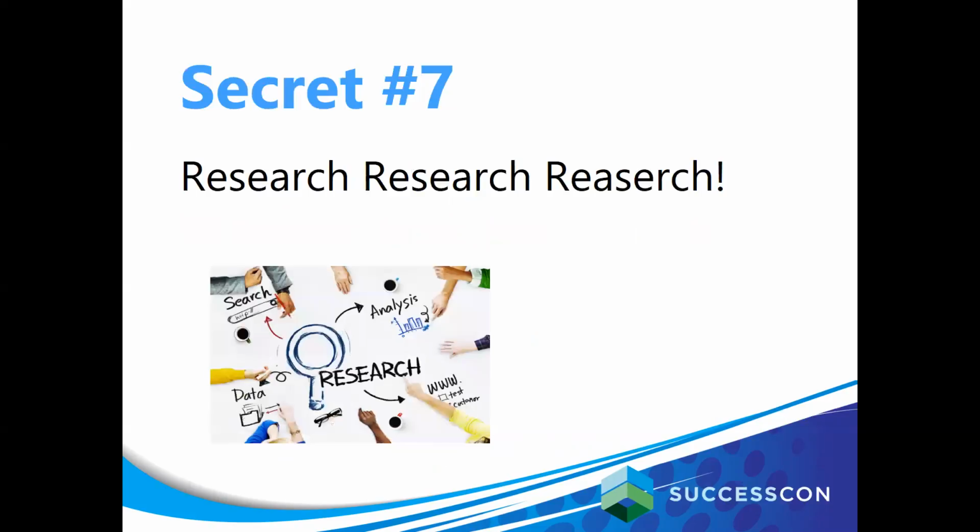Secret number 7, research, research, research. Pretty straightforward, pretty simple, but know what you're talking about. Double check your statistics. And really importantly, not only test and research the material that you're putting into your lead magnet, but it's important to research and test your lead magnet once it's created. Test it with friends, test it with colleagues, see what the response is to it.